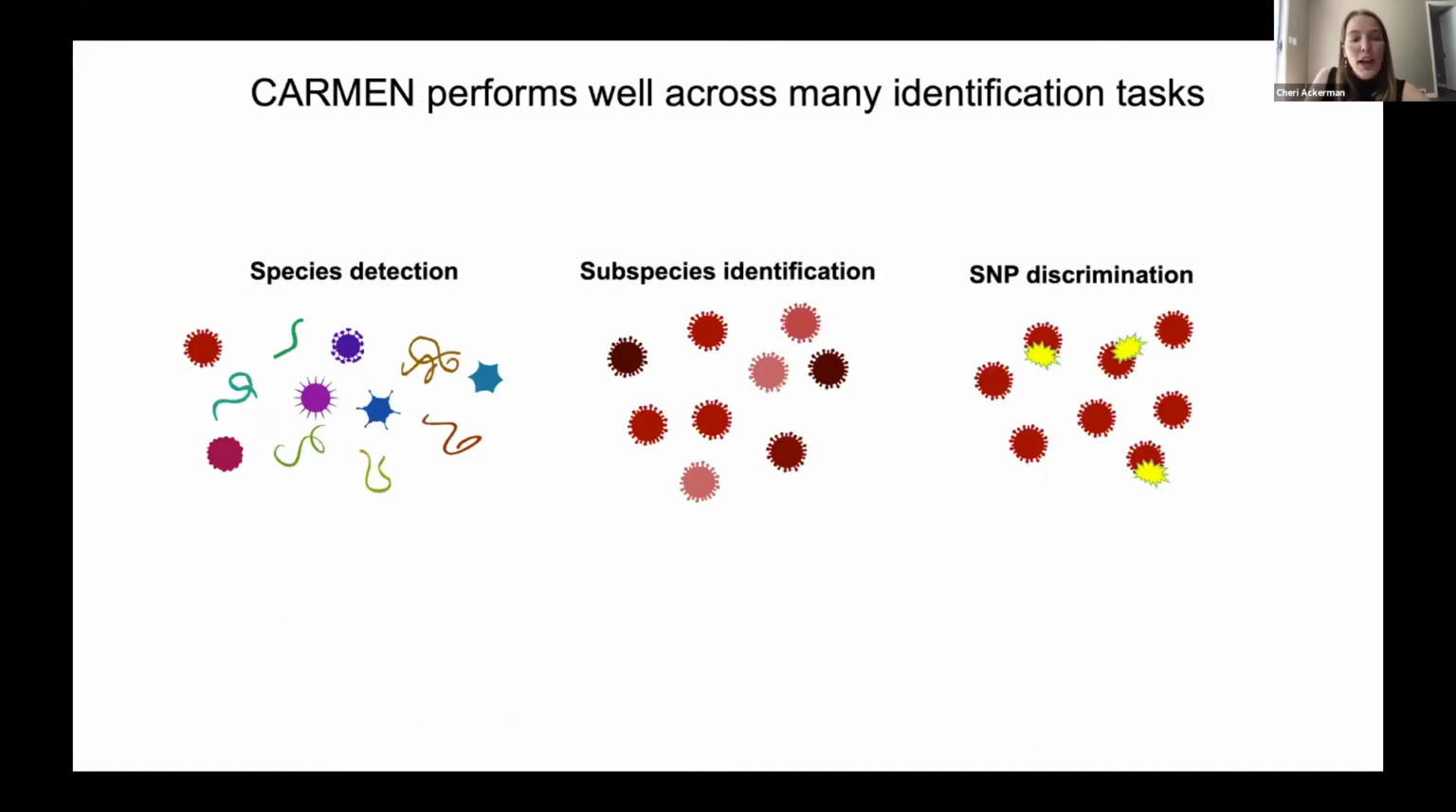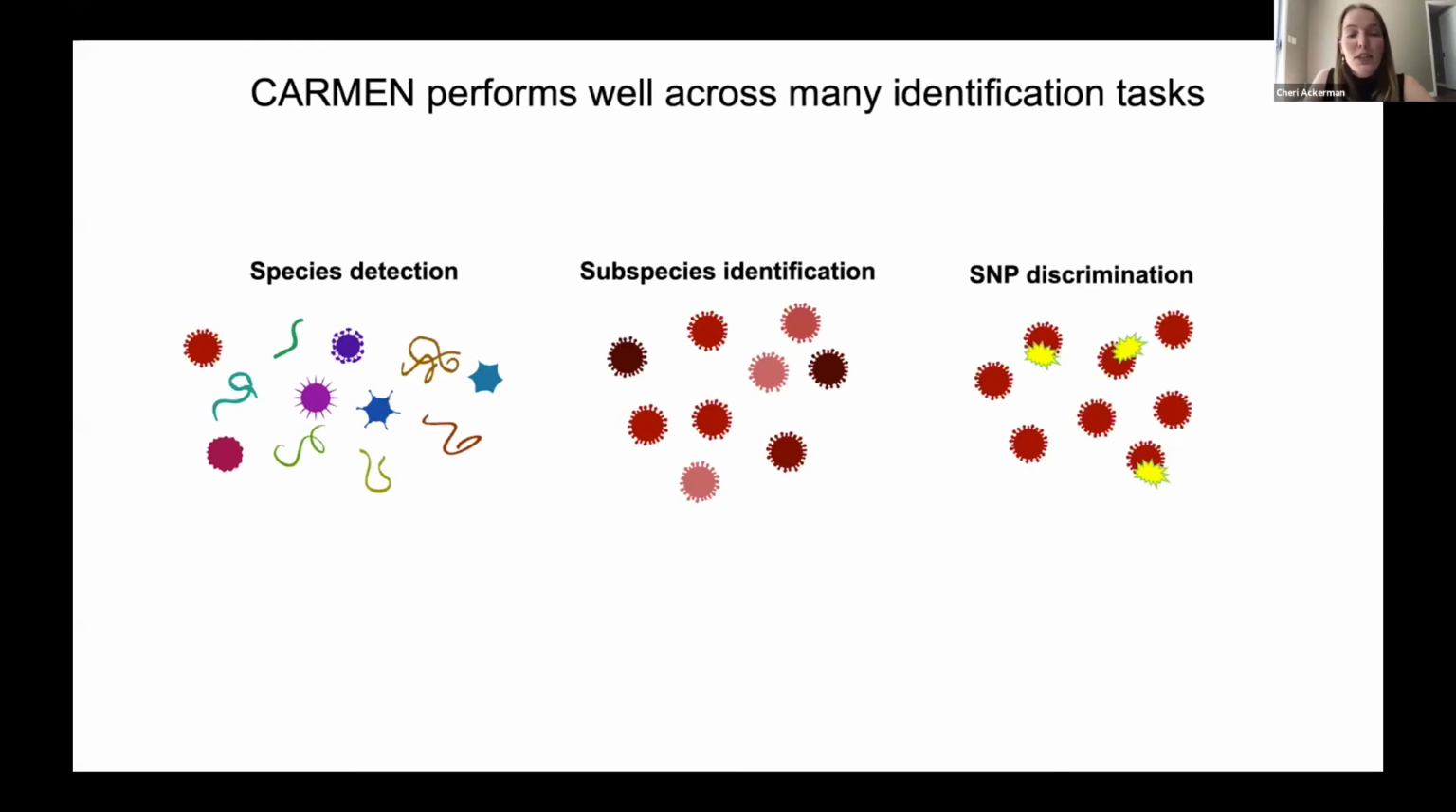Okay, so now we have Carmen. What are we gonna do with it? We demonstrated Carmen in a series of increasingly difficult nucleic acid detection problems. So first we identified different viral species. Then we showed that we could identify subtypes within a single species.